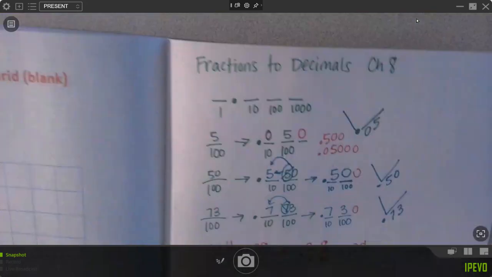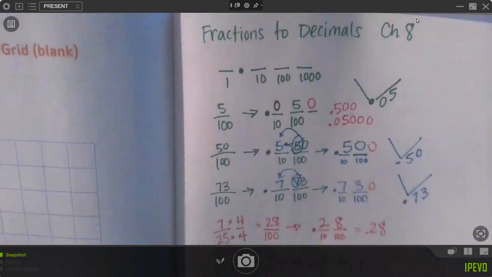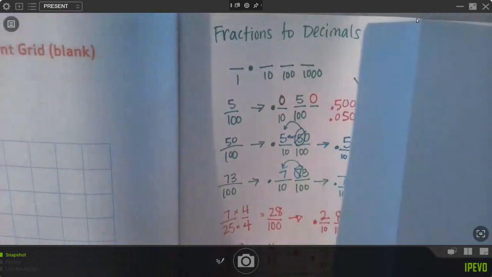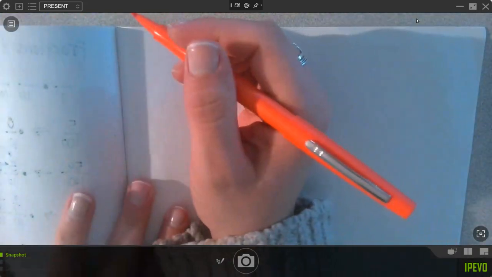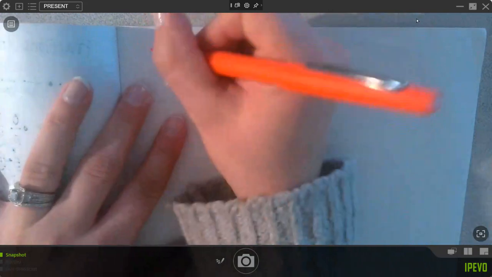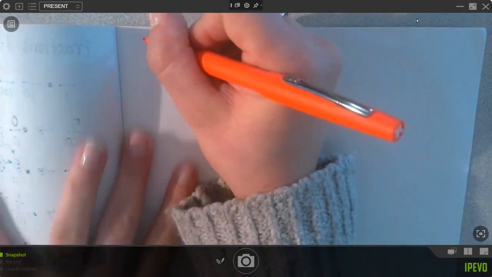You're going to head to the very back of your book. We took some notes before, so you're going to flip to the next page. Okay, so the back of that one page there, I just had the pencil. All right, so technically we are taking notes about fractions still.